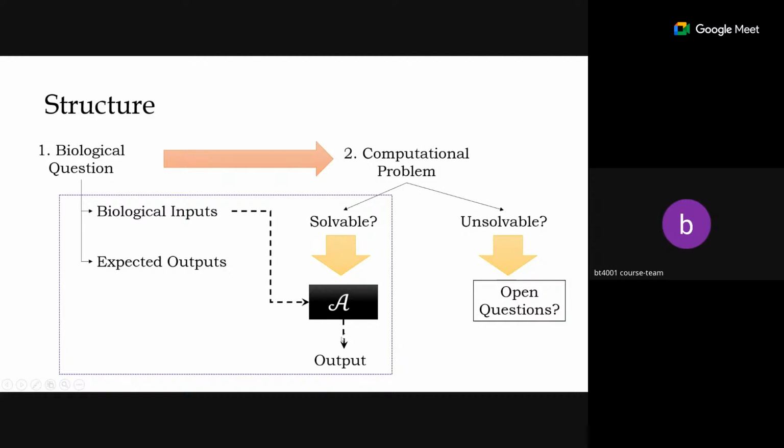We'll explore this algorithm a lot, and finally, look at the outputs: is this output exactly equal to what we expected? What is the expected output when we want to solve the biological question? Does it solve the biological question or not? If it doesn't, then what are the unsolvable portions of this computational problem? What are the different open problems? We look at that part very briefly at the last part of the week.